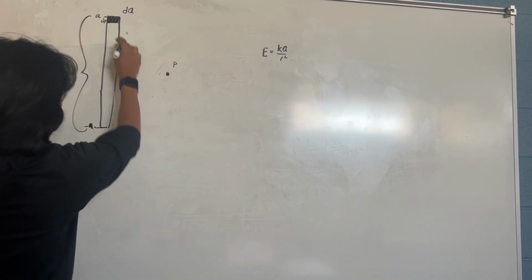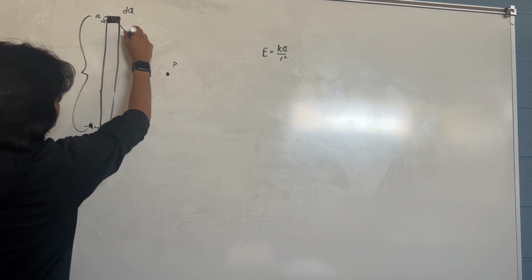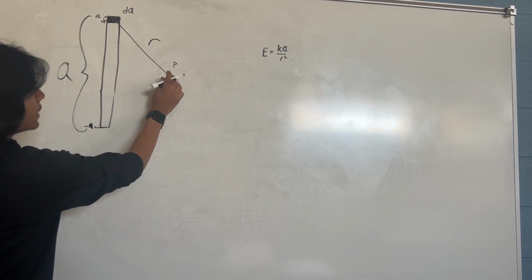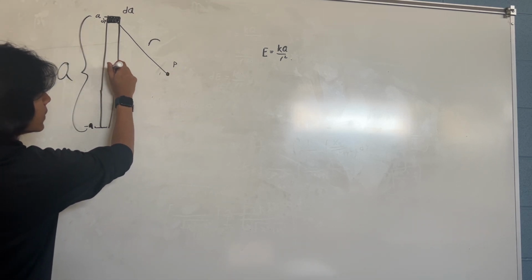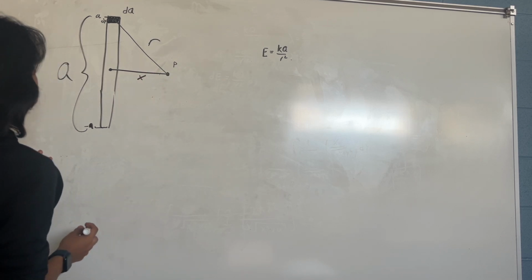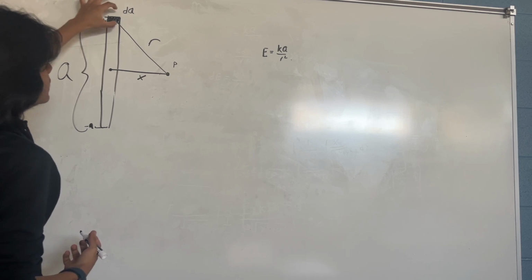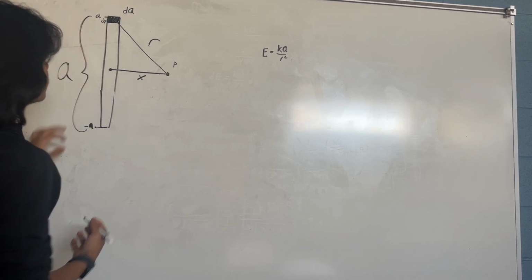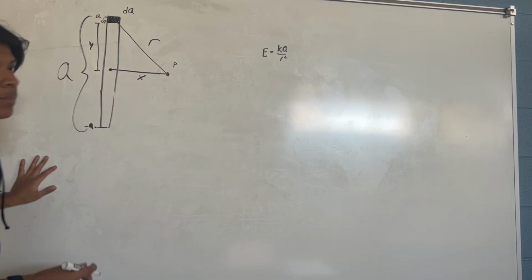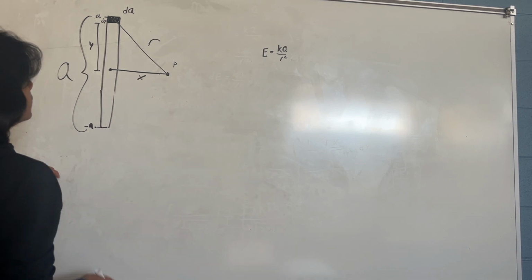But now that we have this, the distance from this line segment to point P is just going to be R. And the distance from point P to the center of the wire is going to be X. And for the last assumption, the distance from the line segment to the center of the wire is going to be Y. So now that we have that, we can start working with it.